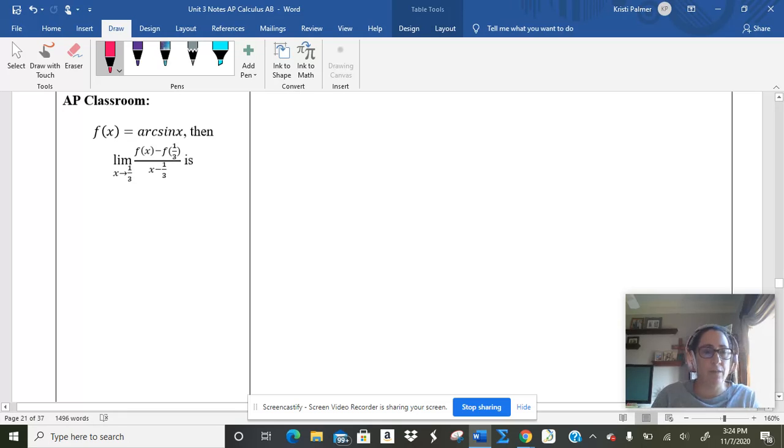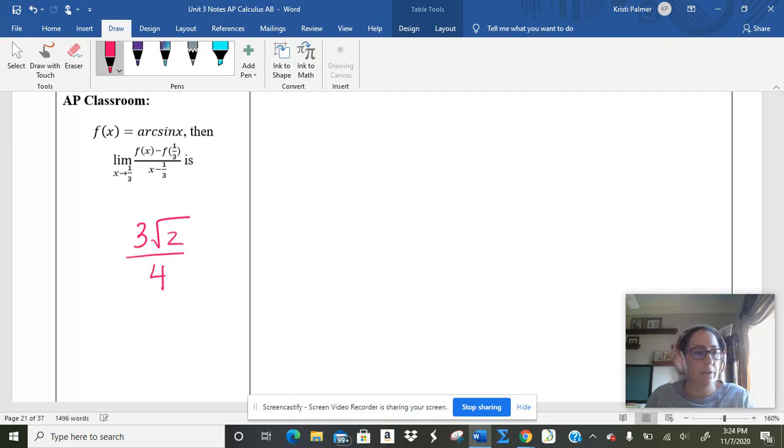All right, so you guys try this one and see if you can get an answer of 3 radical 2 over 4. If not, then please ask me in class, and I want you to see how you do. All right.